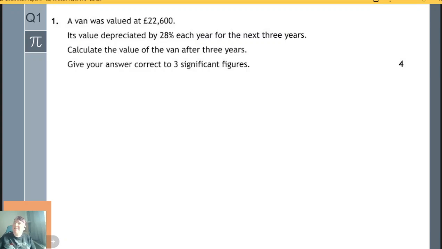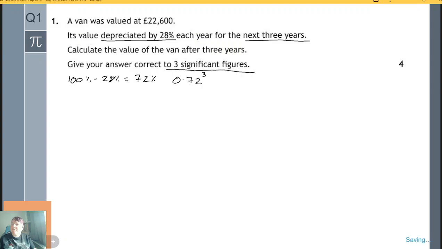We've got the van depreciated by 28%. So we've got our 100% minus our 28%. So what we're looking for is actually 72%, which is 0.72. It's happening for 3 years, so that's going to be a cubed. I want to calculate the value of the van correct to 3 significant figures.